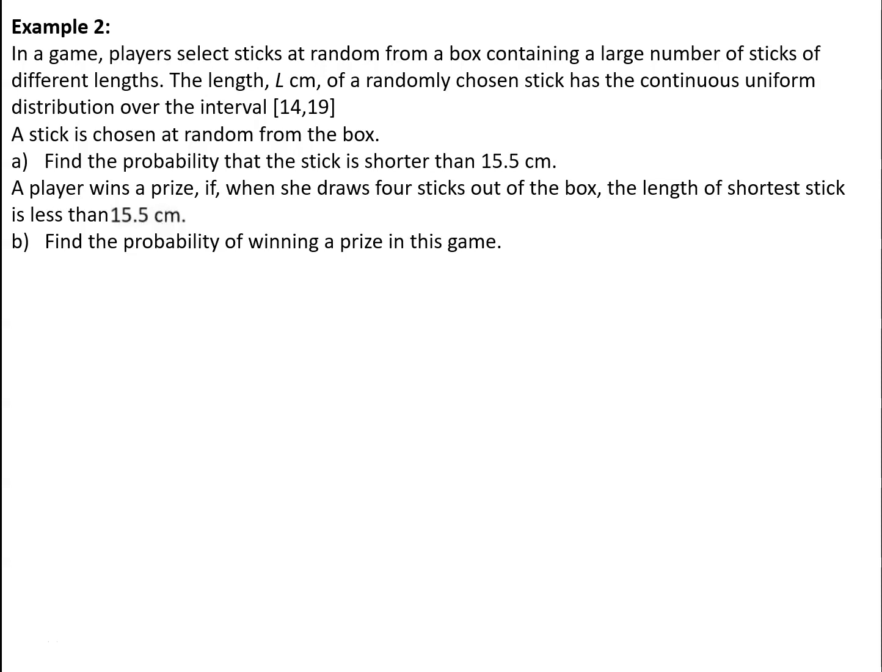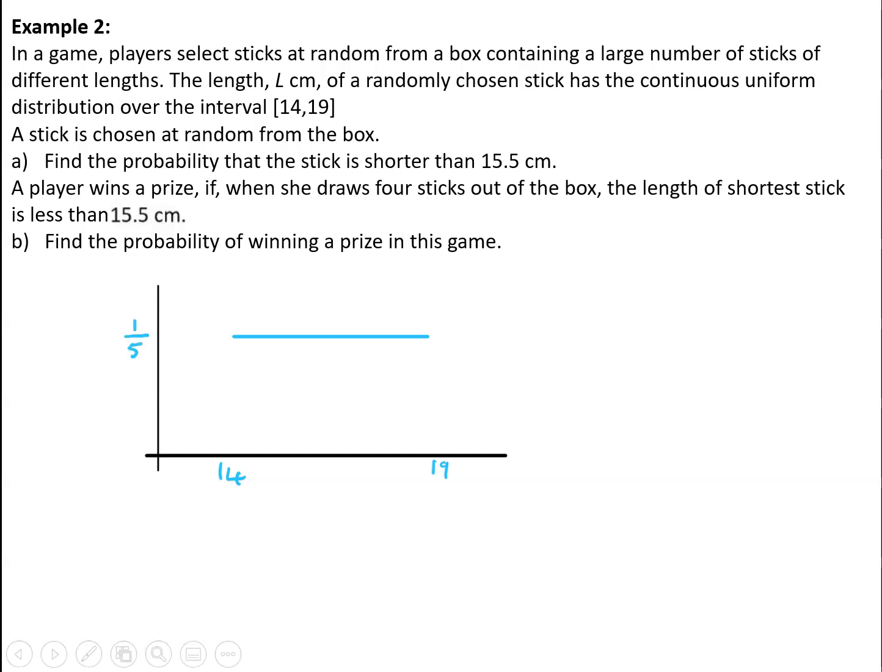Since L has the continuous uniform distribution over the interval 14 to 19, we know that the distribution looks like a constant function between 14 and 19 and 0 everywhere else. The area under the graph has got to equal 1, so the base of this rectangle is going to be 5 units across, so the height, in order to make the area underneath the graph equal to 1, must be 1/5.